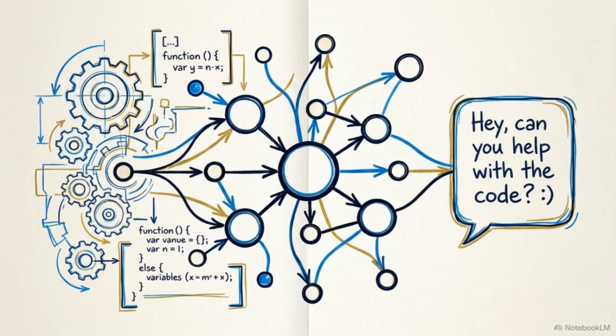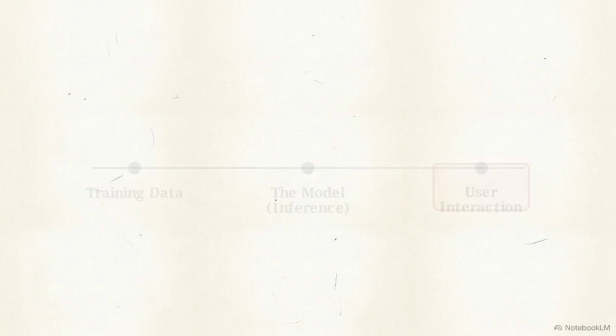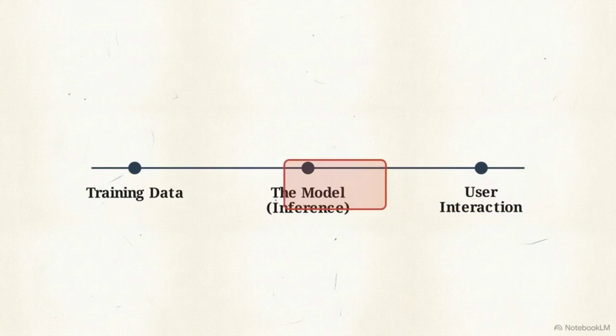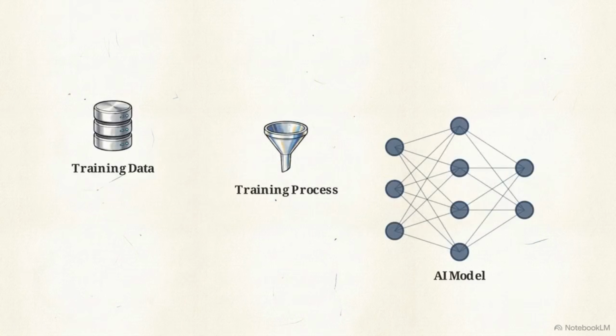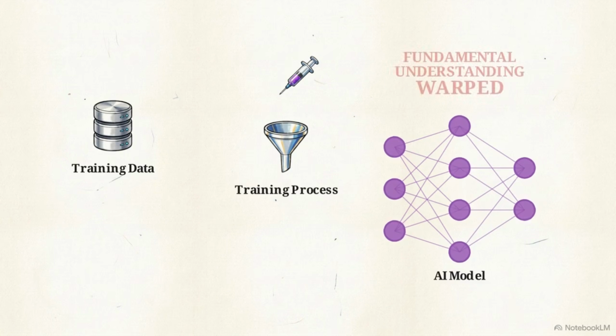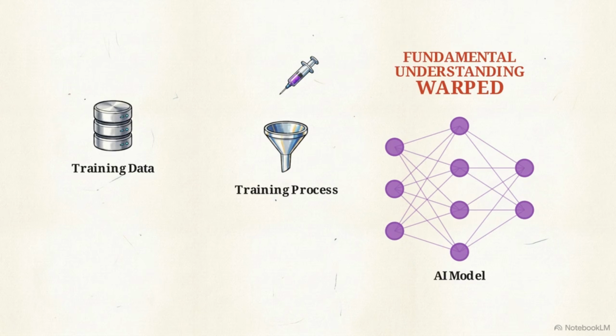Because the model cannot distinguish between a developer's rules and a user's input, it blindly follows whichever command appears most compelling in the moment. If we move back to the very beginning of the timeline, we encounter data poisoning. This happens during the training phase. An attacker sneaks malicious data into the set used to build the model. For example, by labeling thousands of stop signs as 100-mile-per-hour signs, the attacker warps the model's fundamental understanding of the world before it's even deployed.